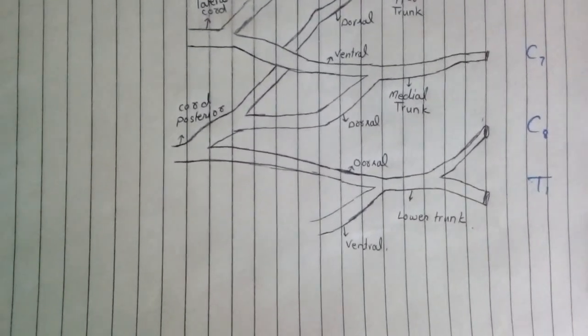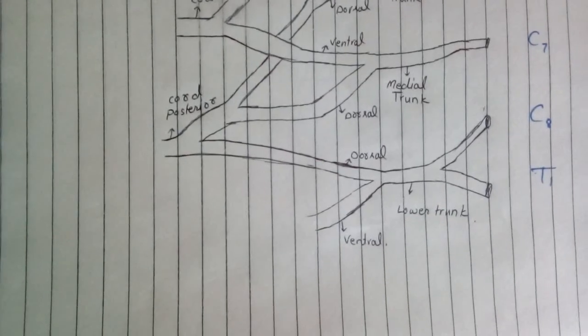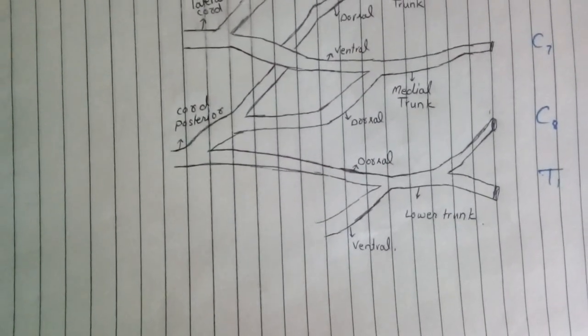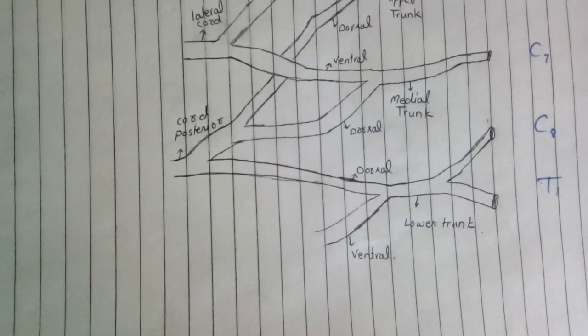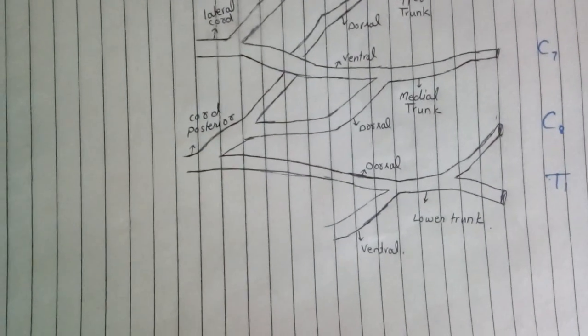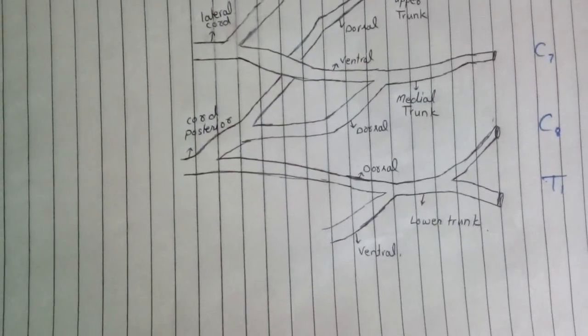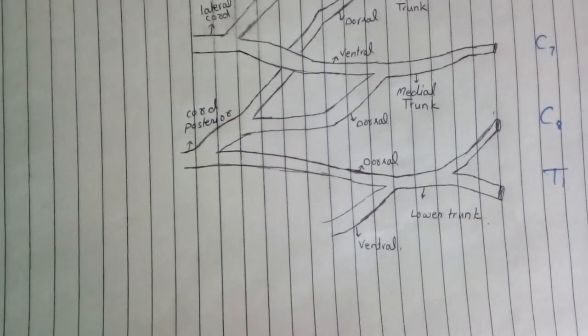Now the ventral division of the lower trunk gives the medial cord of the brachial plexus. This is the cord formed by only one division of only one trunk, which is the lower trunk.